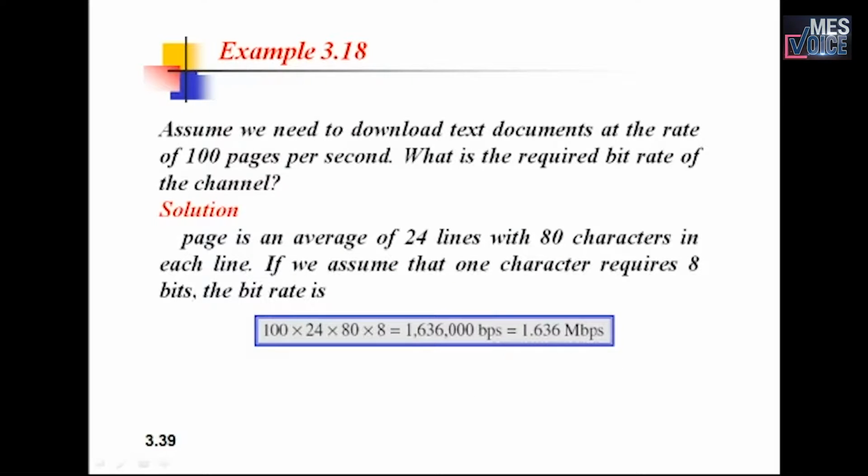Let's consider another example. We need to download text documents at a rate of 100 pages per second. What is the required bit rate of the channel? Consider each page is an average of 24 lines with 80 characters in each line. If we assume that one character requires 8 bits, then the bit rate is 100 x 24 x 80 x 8, which is equal to 1.636 megabits per second.